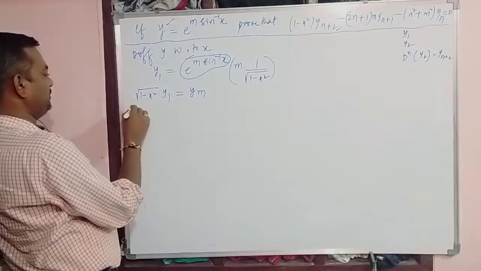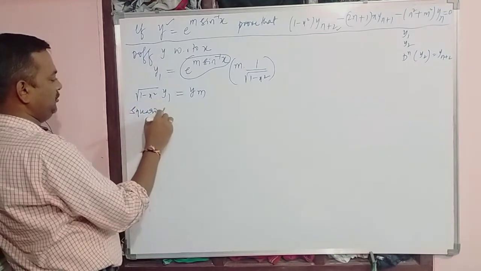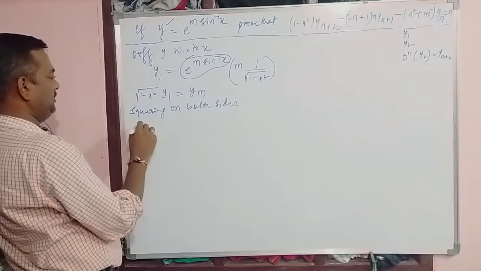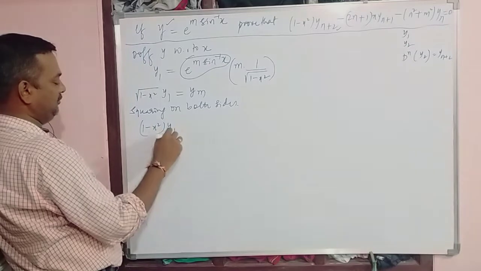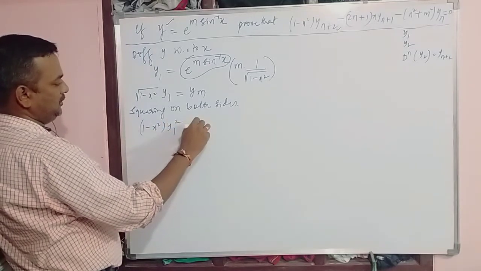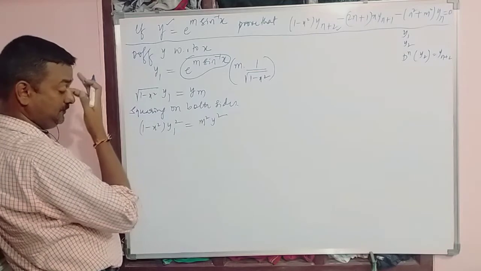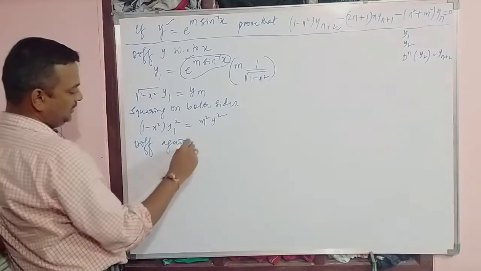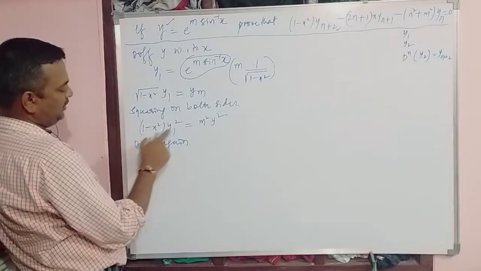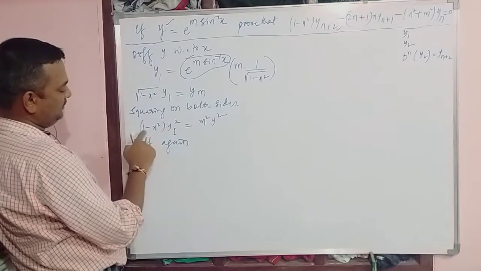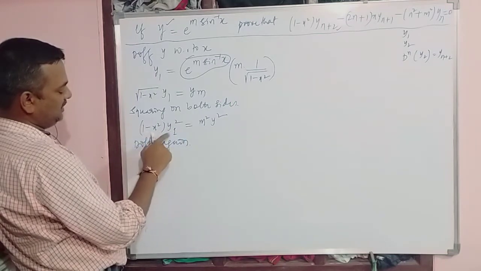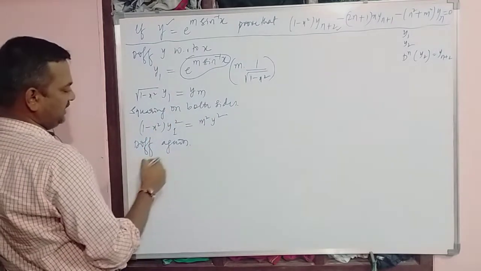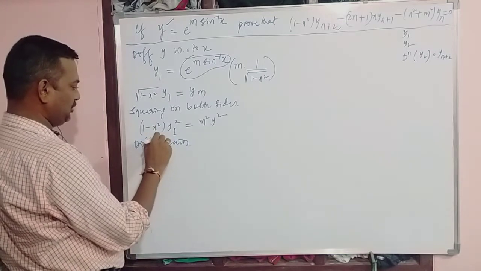Next step, we are squaring on both sides. Squaring on both sides, students. This is (1 minus x square) into y1 square is equal to m square into y square. So now differentiate again. Here to differentiate, we are using the product rule, students. 1 minus x square is a function of x, y1 is again a function of x, itself a derivative. So for that, we are applying the product rule uv.